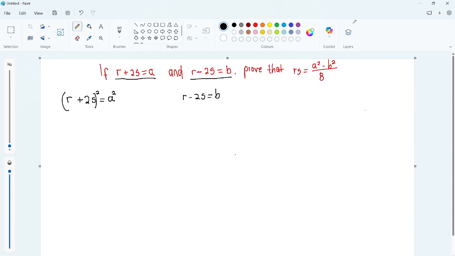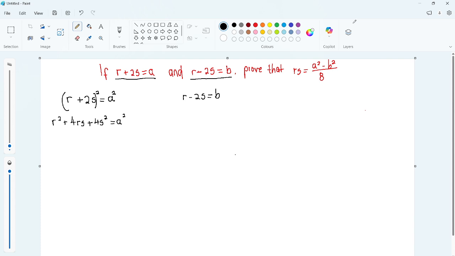So on this side I'm going to have r squared plus 4rs plus 4s squared, which is equal to a squared. This is because of what we do with a quadratic expression in this form. I square the first term, then I say 2 times the first term times the second term, which gives 2 times 2, that is 4 times rs. Then I also square the last term, and I get 4s squared.